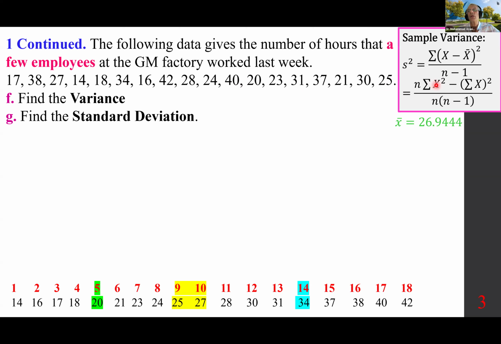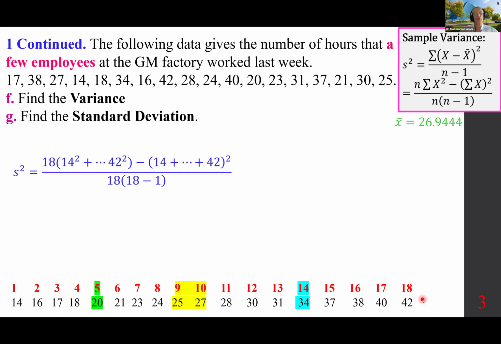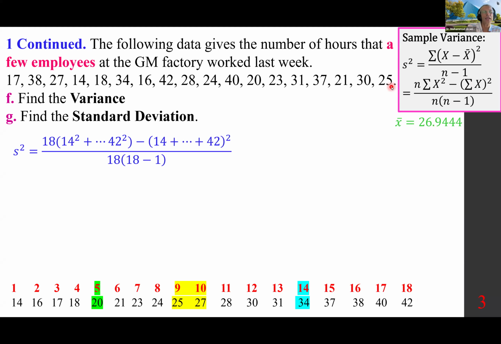So that means the first one squared plus the second one squared plus the third one. And I'm going to choose the ranked ones, it's easier. And then summation of x squared, that means add them up and to the second power. So let me write this so it becomes clear. N is 18. Then summation of x squared means 14 squared plus 16 squared plus 17 squared all the way to the last one, 42 squared.